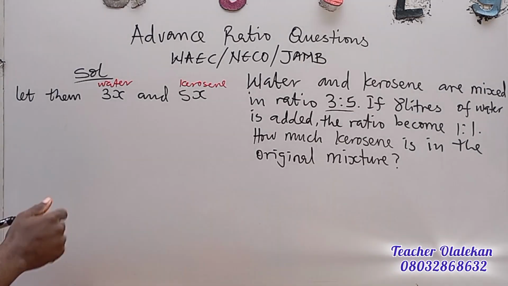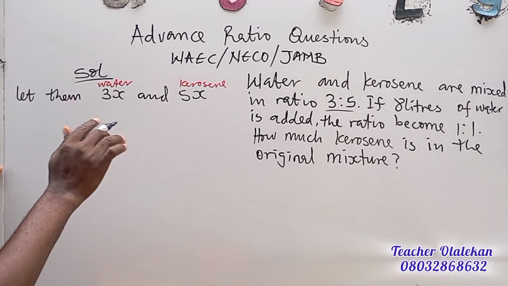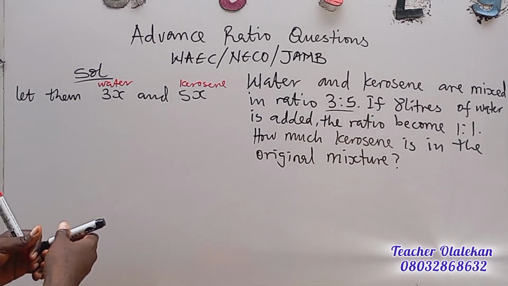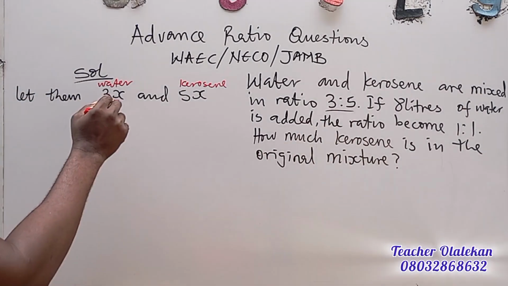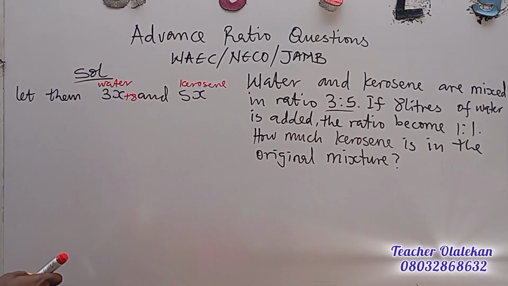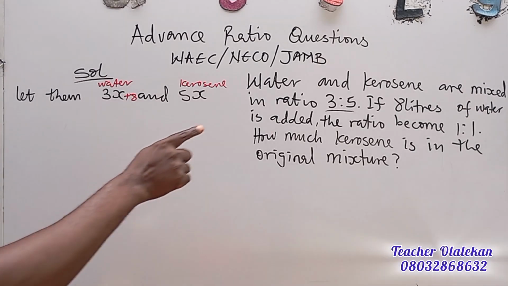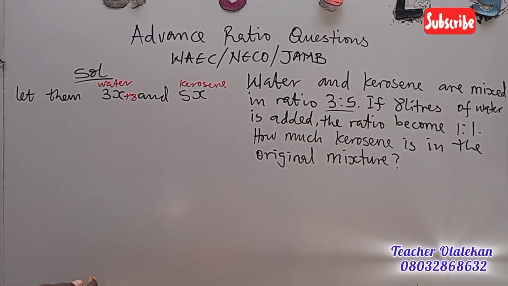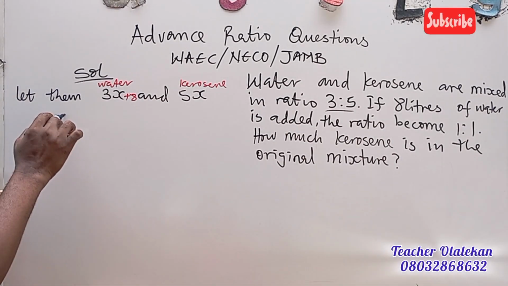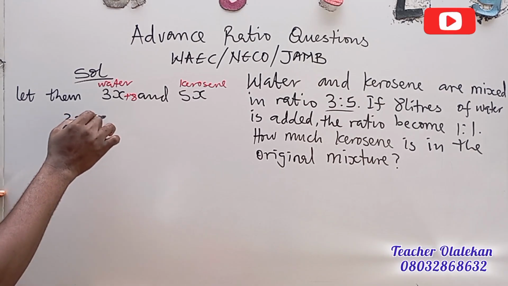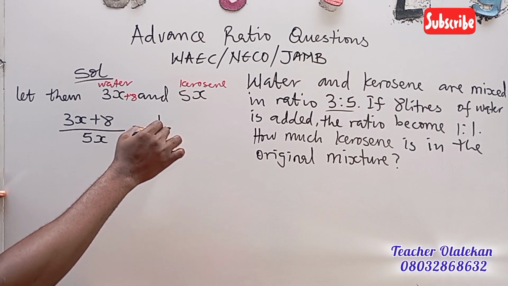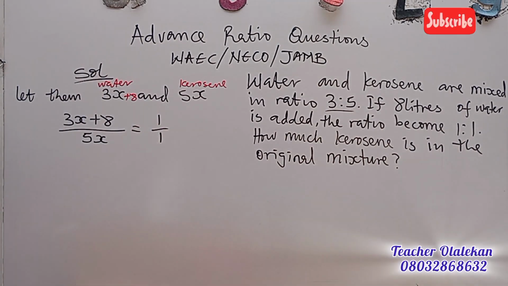So now the ratios, do not forget 8 liters of water. If 8 liters of water is added, so that means for this one we'll be having plus 8. So 3x plus 8 divided by 5x will be equal to 1:1. Then we'll solve it algebraically. So that becomes (3x + 8)/5x is equal to 1/1. So that's what is going to give us our x.